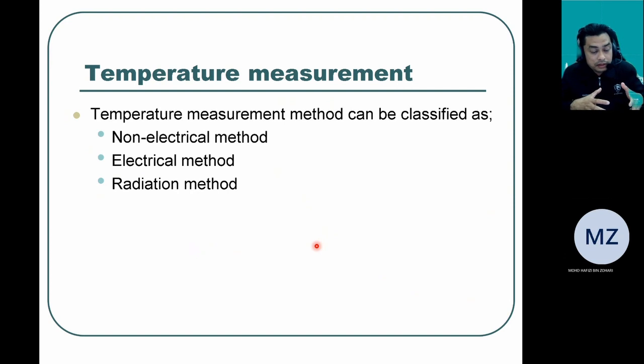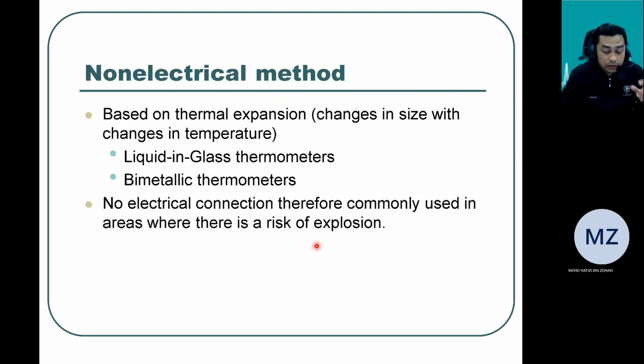Now we're going to look at the three types of measurement method: non-electrical, electrical method, and radiation. All right. So the first one is the non-electrical method. We look at two kinds of non-electrical method, which are liquid in glass thermometers and bimetallic thermometers. This kind of method, which is not electrical, we frequently use.